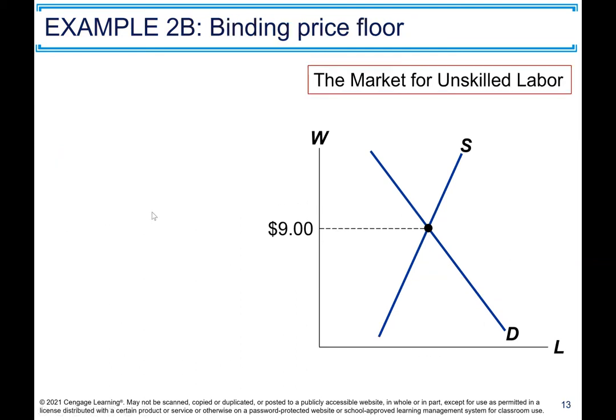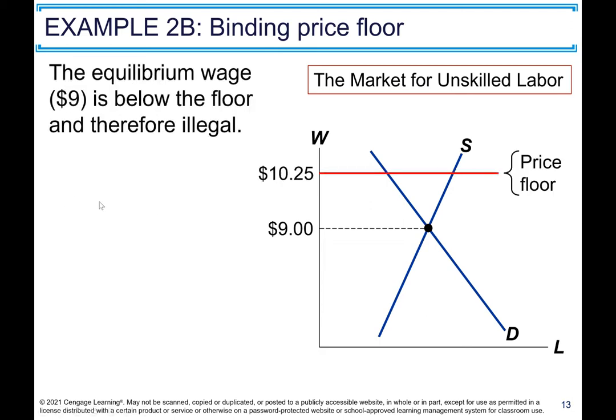What about a binding price floor? The price floor is binding if it is set above equilibrium. In this case, if the equilibrium wage is $9, and you set a price floor at $10.25, that is a binding price floor. The equilibrium wage of 9 is below the floor and therefore it is illegal.